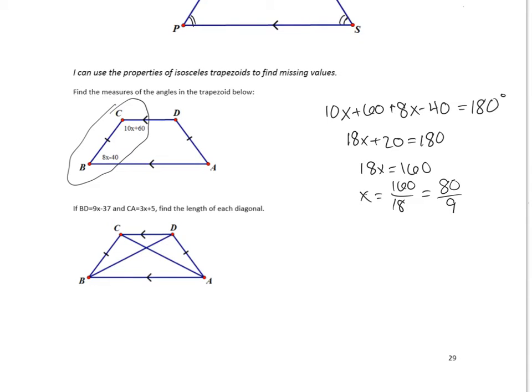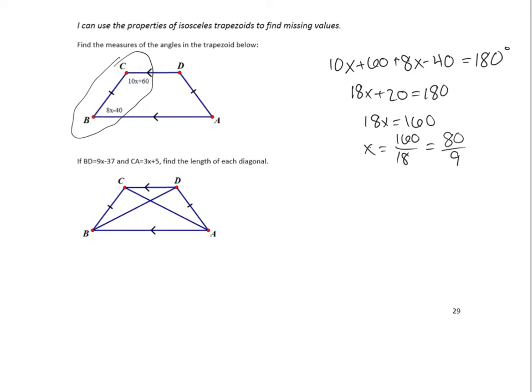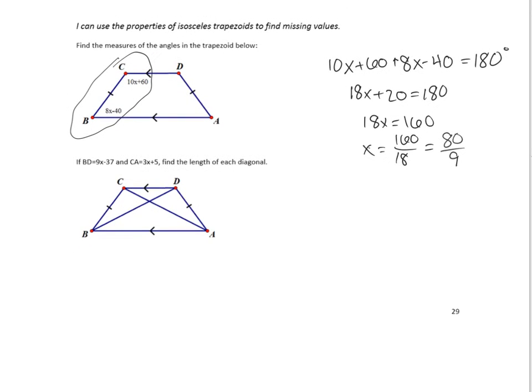All right, so in this next diagram down here, they give me BD, which is one of my diagonals, and then they give me CA, which is the other diagonal. So to solve this one, all we would do is set the diagonals equal to each other. 9x minus 37 would equal 3x plus 5. I want you guys to finish this example on your own.